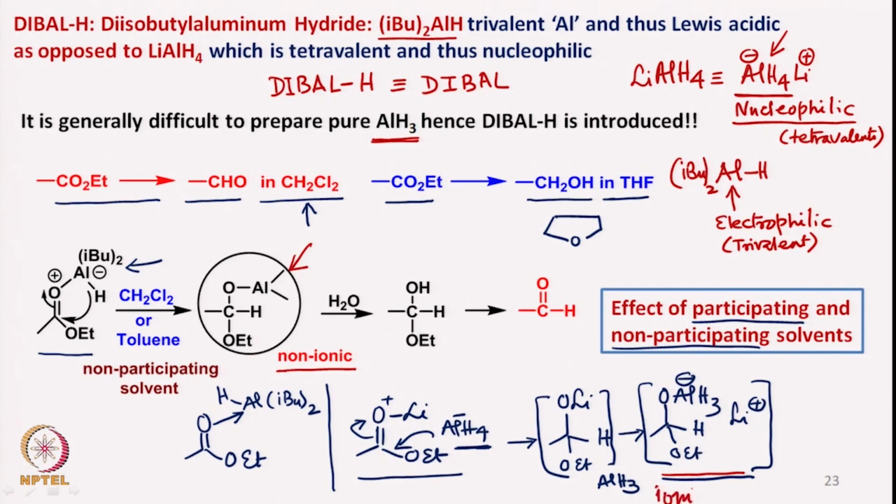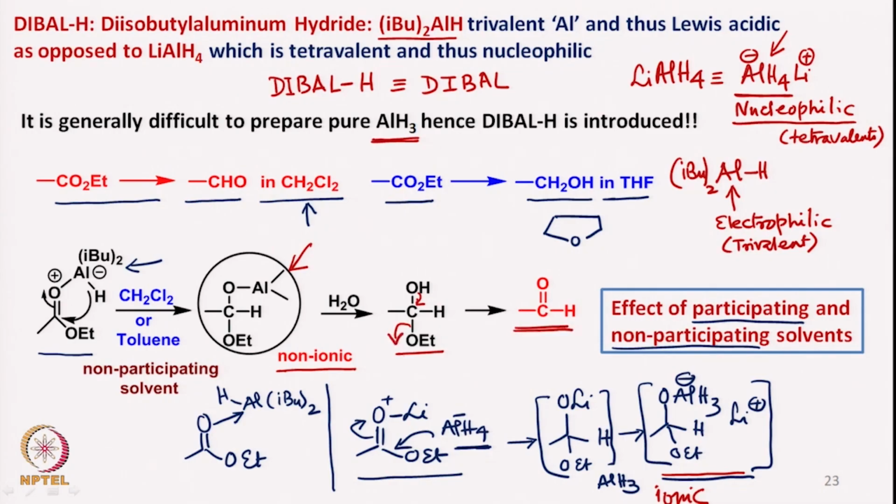And as I mentioned, the ionic intermediate is more unstable and therefore decomposes faster, whereas the non-ionic intermediate does not decompose readily. It is stable under the reaction conditions, and then water is added, which leads to the hemiacetal, and of course that breaks down to form the corresponding aldehyde.